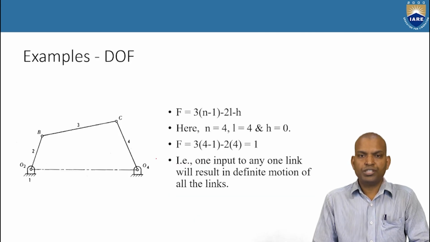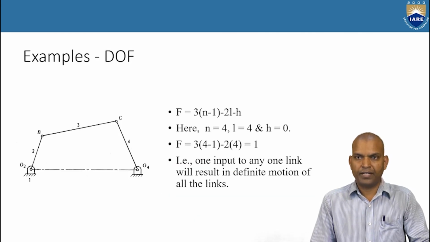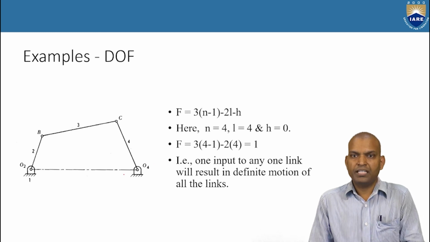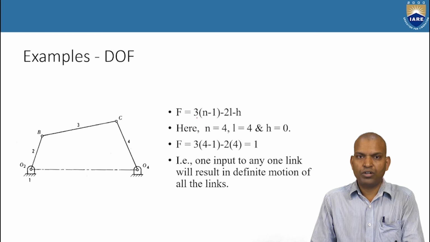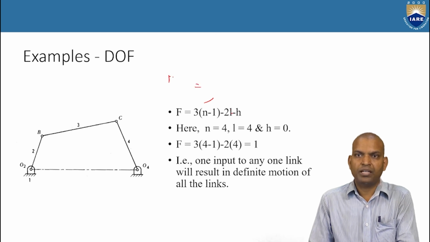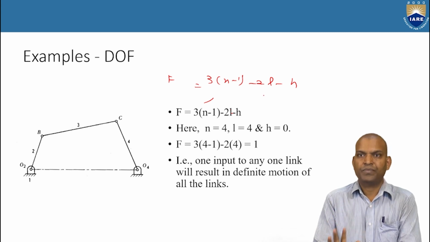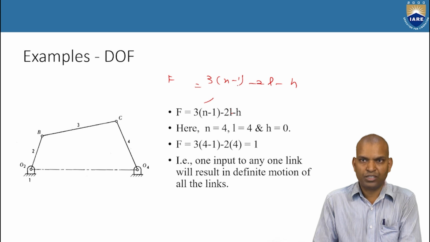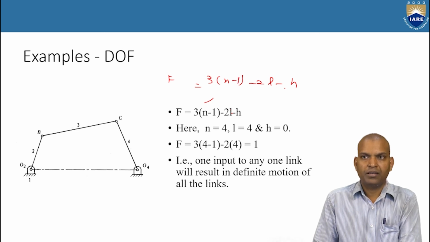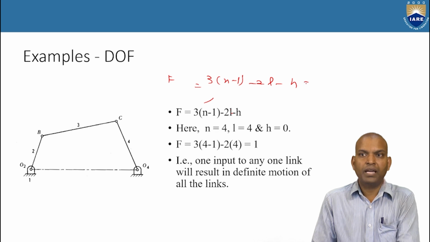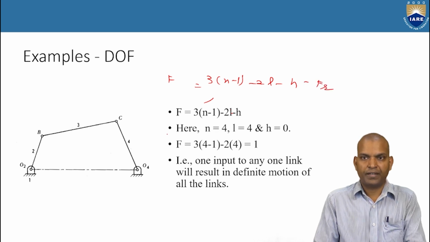Now, we are going to study some examples of degrees of freedom. Okay, it is a 4 degrees of freedom mechanism. That is F = 3(n - 1) minus... here the joints are lower pairs. L indicates lower pairs. That is the same formula. I am using 3(n - 1) - 2 times lower pairs - higher pairs. You can follow any notation, but the concept remains the same. That is 3 times the number of links minus 1, minus 2 times lower pairs, minus 1 time higher pairs, minus the number of redundant degrees of freedom.